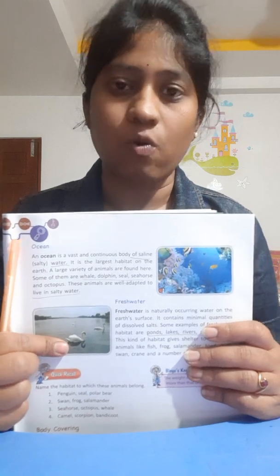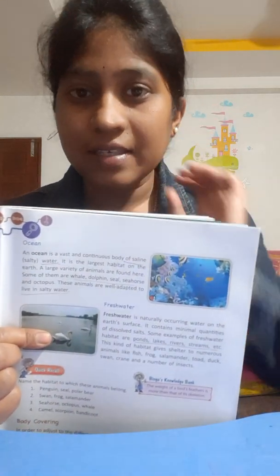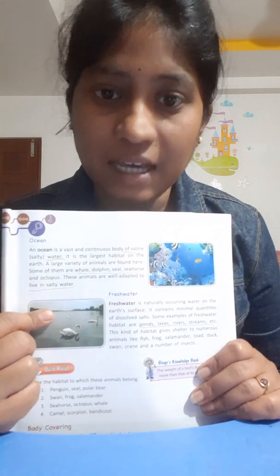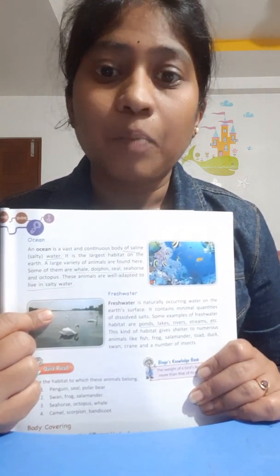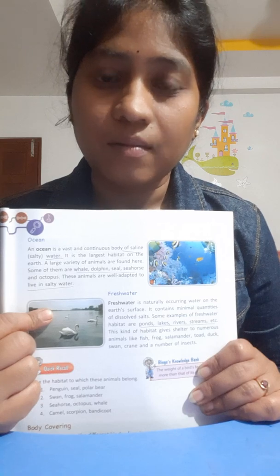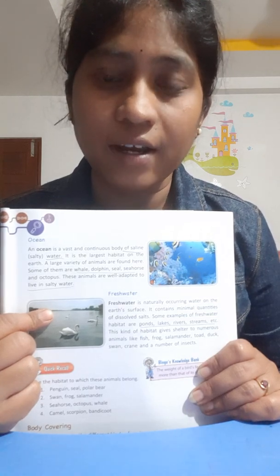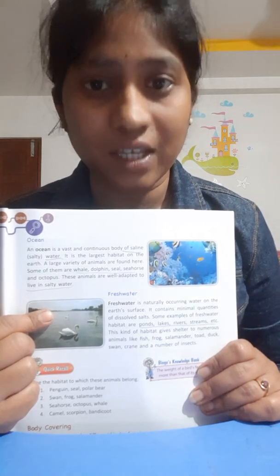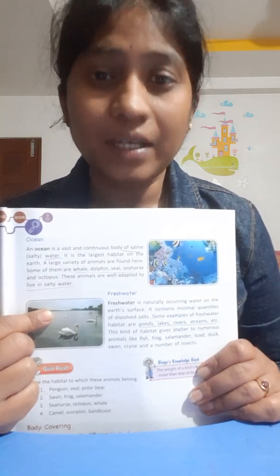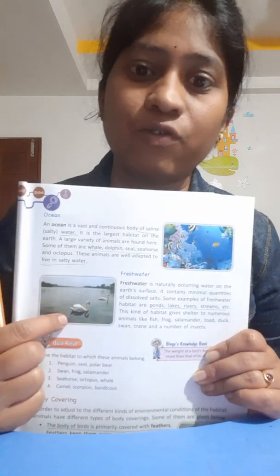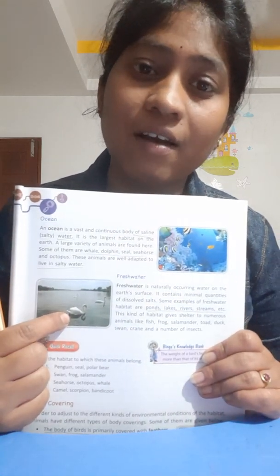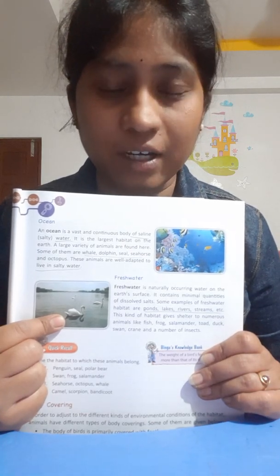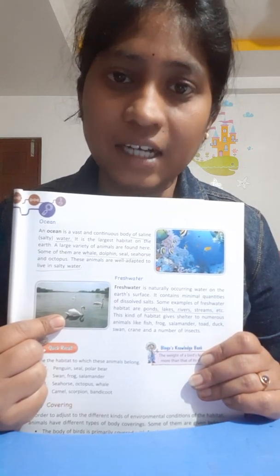What do you mean by fresh water? Fresh water is the water which is collected from rainfall. Ponds, lakes and rivers fill with the rainwater, and that is not salty water. And we humans use that for drinking purposes also. Many animals live in fresh water, like, if you see in the picture, duck, swan, frog, fishes. So many fishes live in fresh water. Okay. So these are the types of habitats.